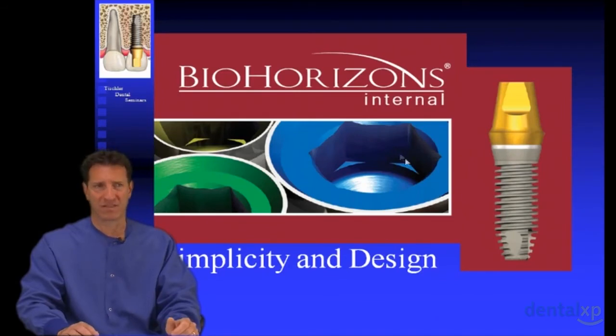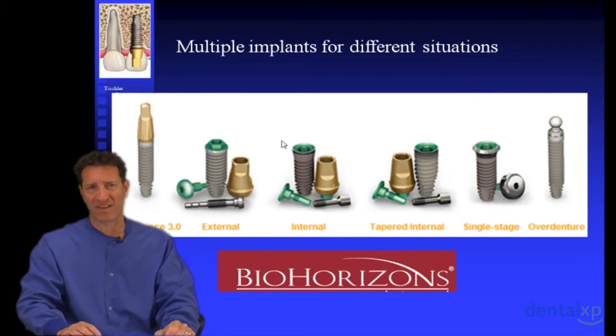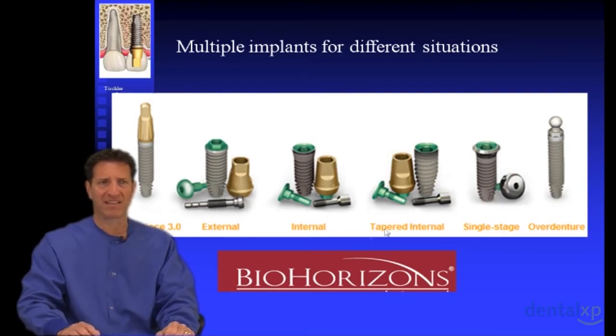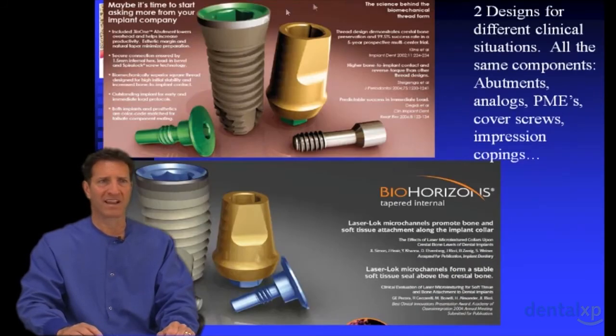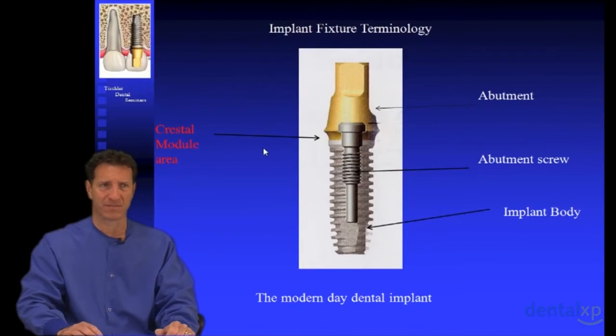BioHorizons fixtures, one advantage I find is that I use basically the internal tapered implant and the internal straight implant. And one advantage to this combination of these two implants is that all the parts and pieces, the abutment, the cover screws, the healing caps, the analogs, and I'll go over those in a minute, are all the same. So I can basically combine all these parts and pieces with two different implant designs. I find that an advantage in my practice.